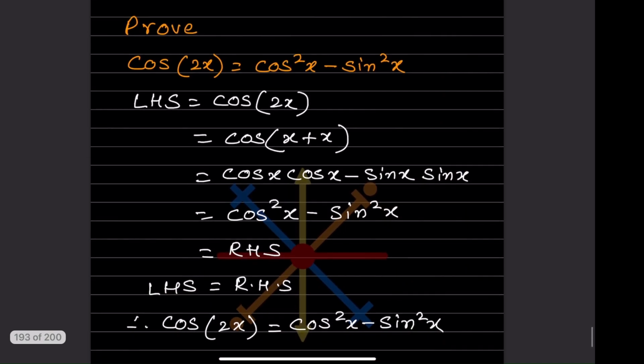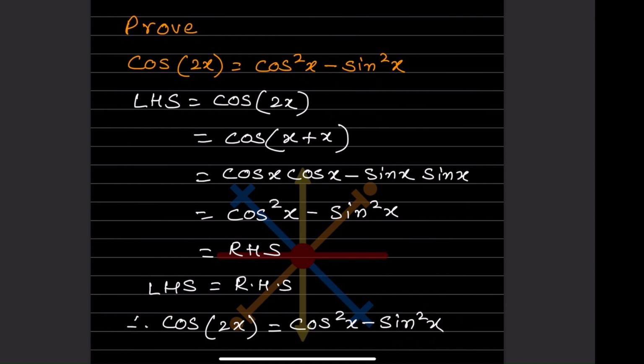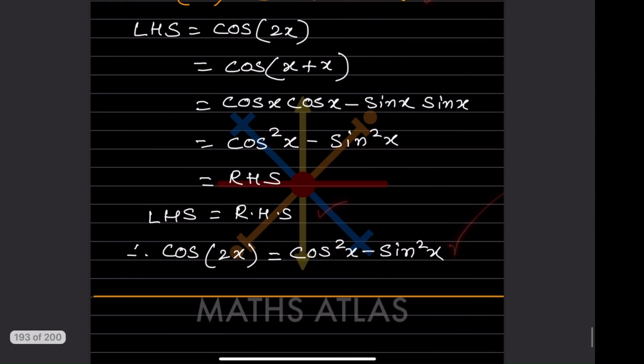Now let us see the next one, cos 2x, that is cos square x minus sin square x, which we have to prove. Again we'll write the left hand side as it is, and write x plus x. For cos of a plus b, that is cos x cos x minus sin x sin x. So here we can see cos square x minus sin square x, and this is the RHS. So LHS is equal to RHS. So now this is proved.